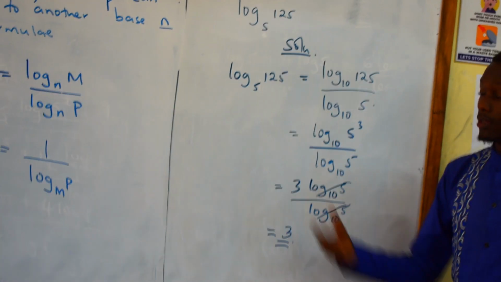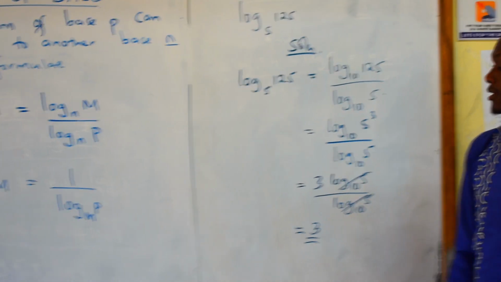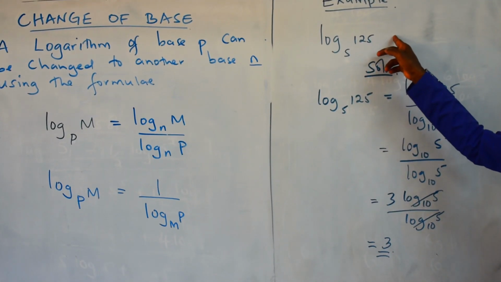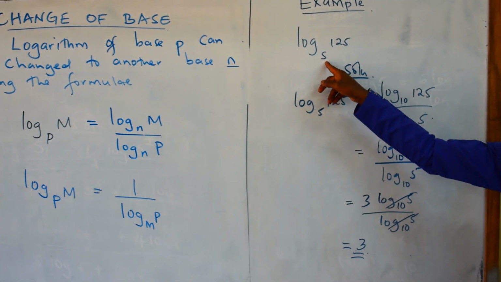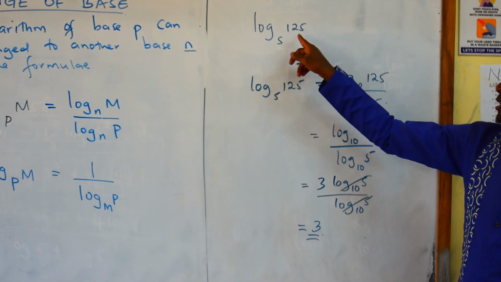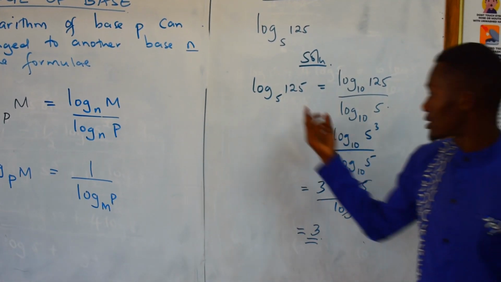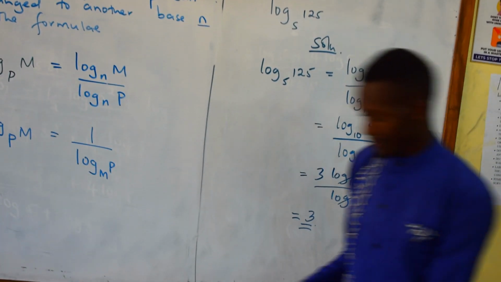So you can see, we have used the knowledge of changing the base, and we have still gotten the same answer of just equating this to a certain term x, and getting the value. So 5, when you raise it to power 3, then it gives you 125. Now, what about using a different base? You can use a base of 5.